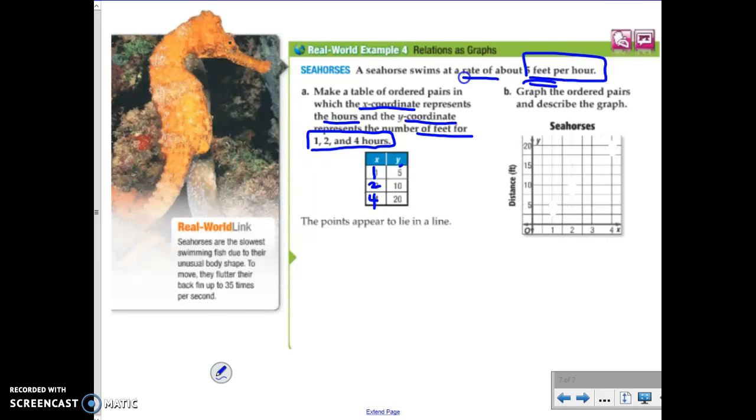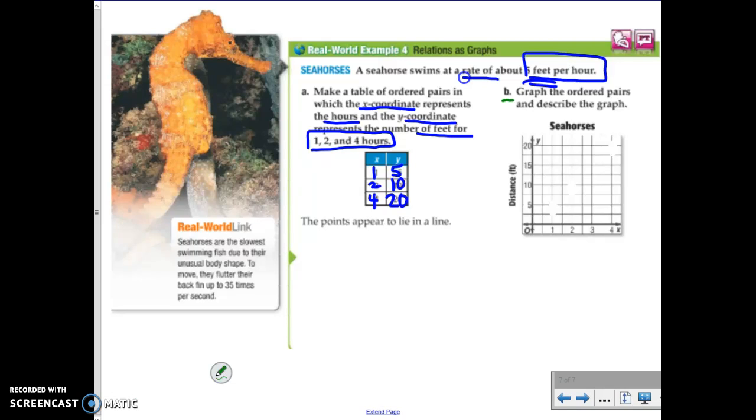Now, 5 feet per hour, how are they getting the 5, 10, and 20? Well, 1 times 5 is 5. 2 times 5, because it's 5 feet per hour, and if I have 2 hours, I know that 2 times 5 gives me 10. And then 4 times 5 feet per hour is going to give me 20.